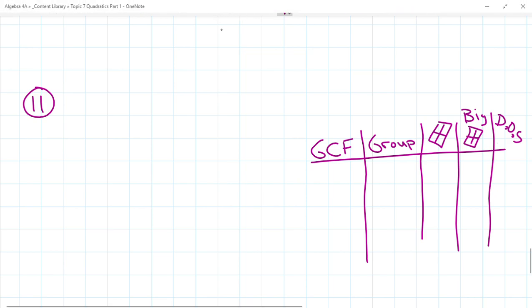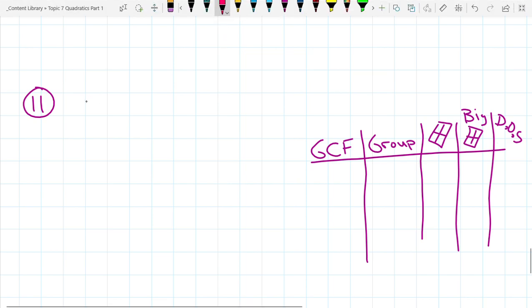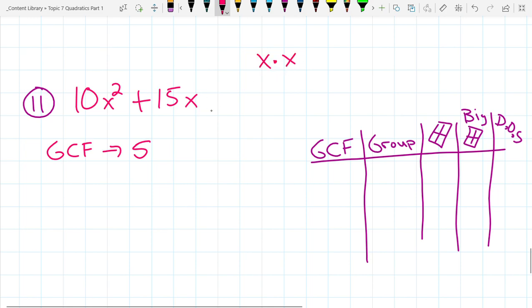So our first expression is 10x squared plus 15x. So I look for a GCF first, meaning is there anything that goes into 10 as well as into 15? And there is, and the biggest number that goes into it is a 5. Then I look at x squared and x. Well, x squared is x times x, and x is just an x.